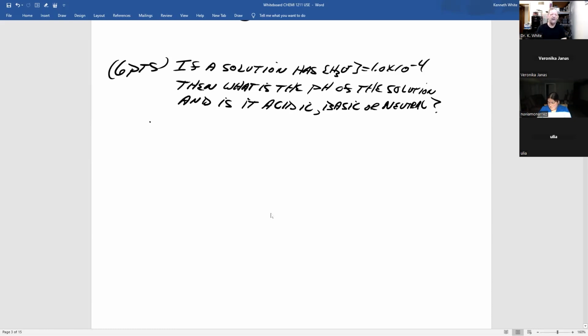All right, 6 points. If a solution has the hydronium ion concentration H3O+ equal to 1.0 times 10 to the minus 4th, what is the pH of the solution, and is it acidic, basic, or neutral? So what are we being asked to find? pH. What are we given? The hydronium ion concentration.